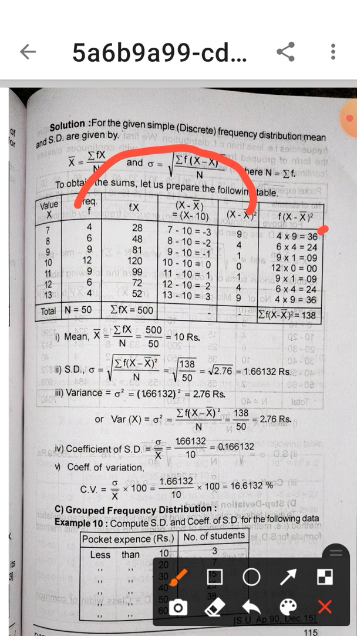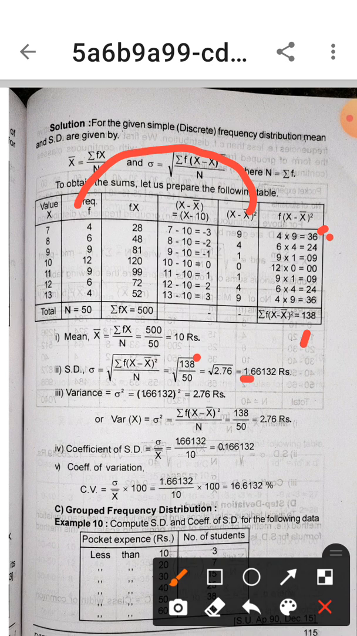Okay, 6 into 4 24. मग त्यांची सम घ्या, हे असेल 138. Okay, then put this value in formula of SD, that is 138 divided by 50 is equal to 2.76. The square root of 2.76 will be 1.66.